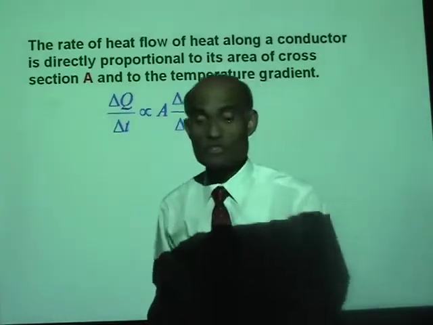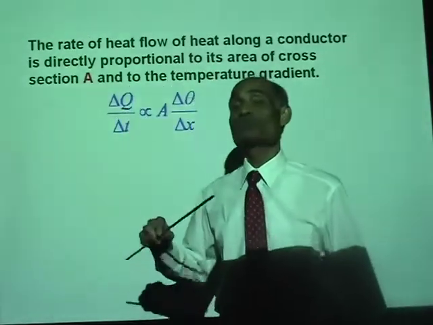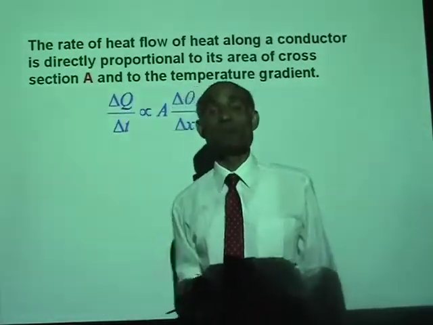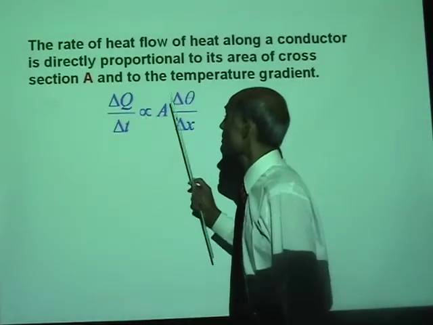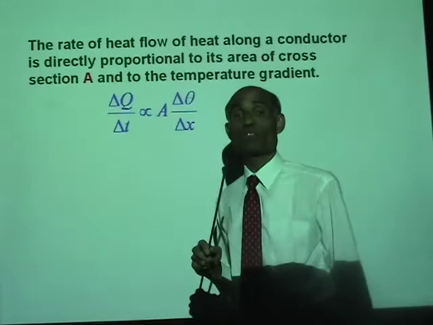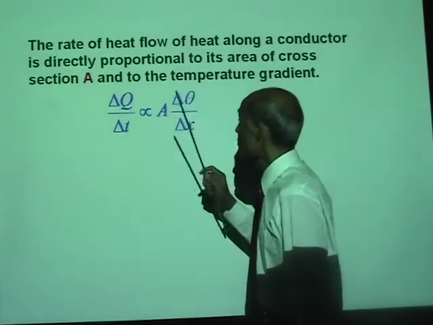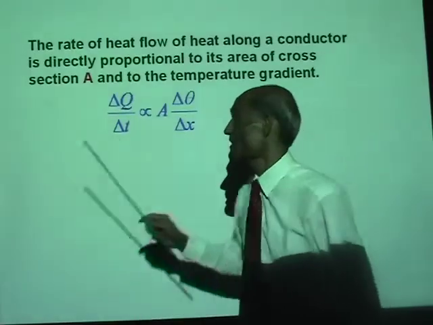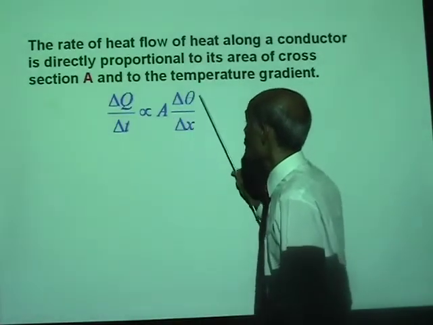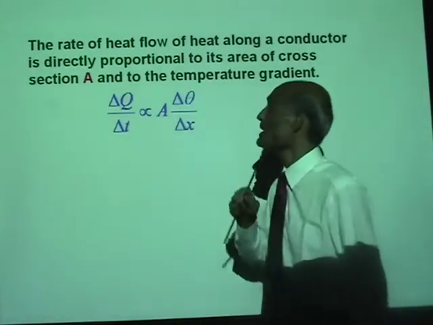So, what are the two factors on which the rate of heat flow depends? The rate of heat flow is directly proportional to the area of cross-section, and also it is directly proportional to the temperature gradient, the fall in temperature, the drop in temperature per unit length.